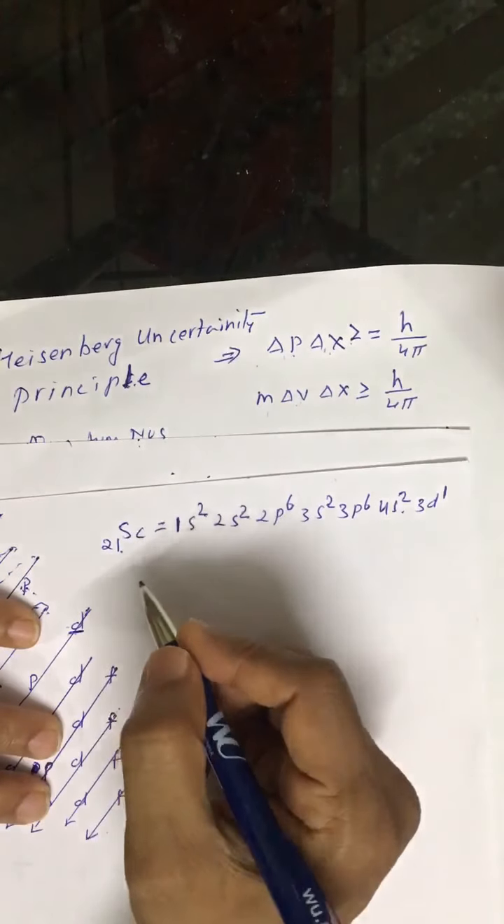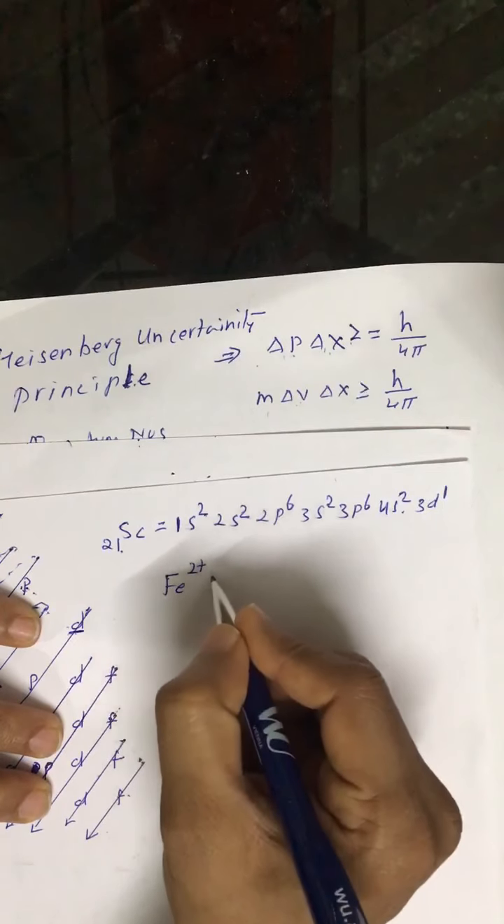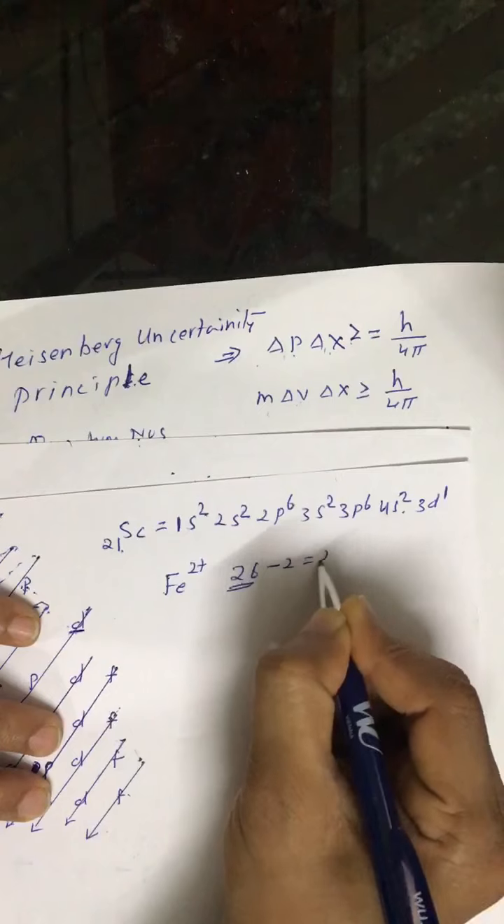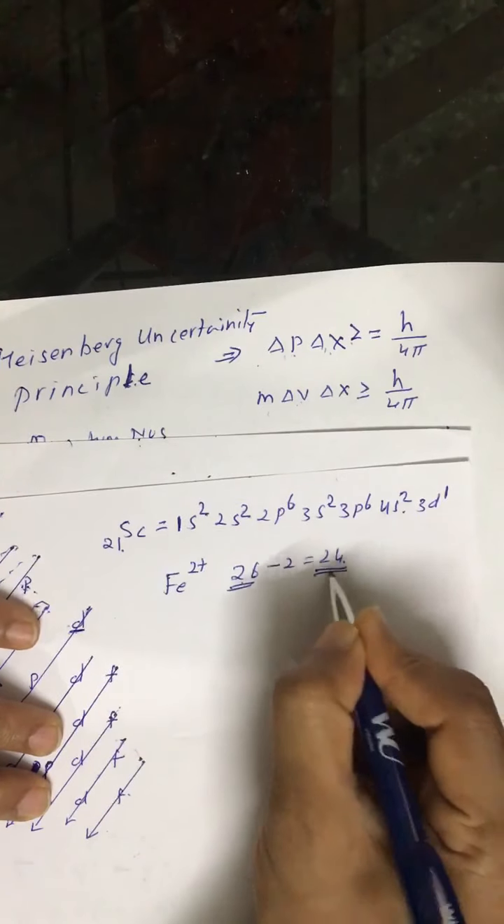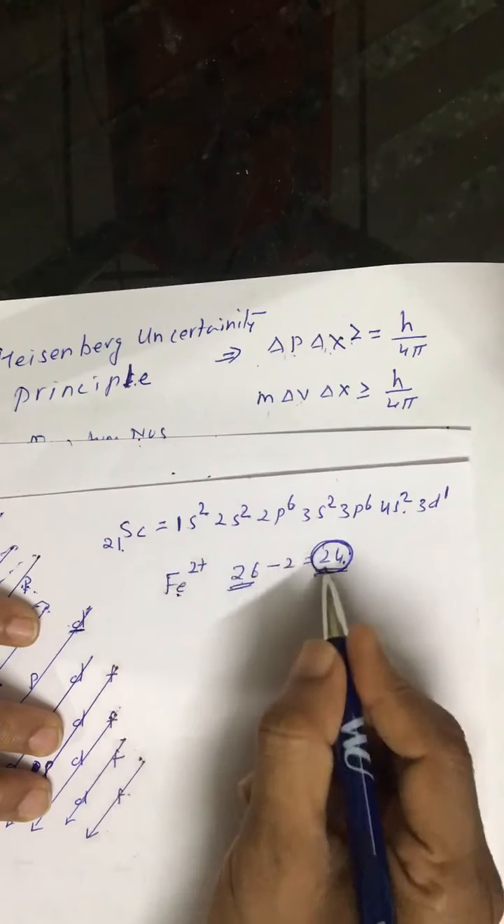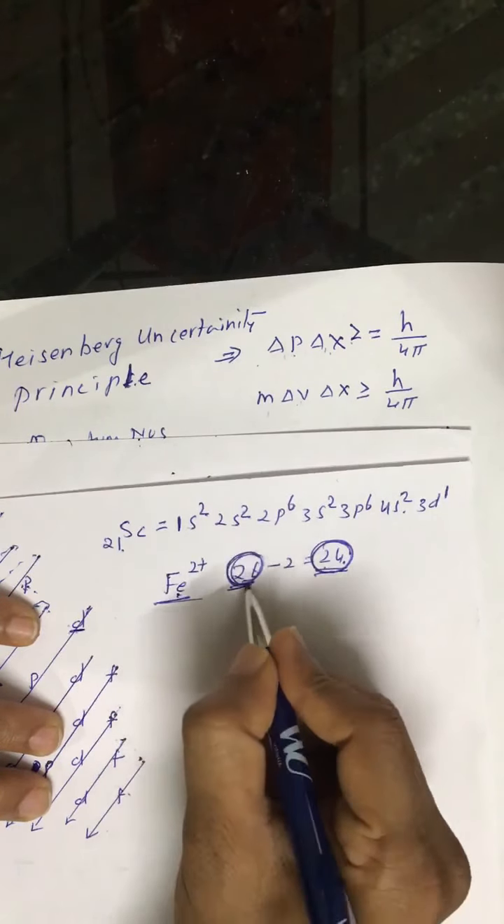You should also be careful if we are given Fe2 positive. 26 is the atomic number, minus 2, equals 24. Now do not write the electronic configuration of 24 for Fe. Rather, you should first write the electronic configuration of 26, that is 1s2, 2s2, 2p6, 3s2, 3p6, 3d6, and 4s2. You should write the electronic configuration in this manner.